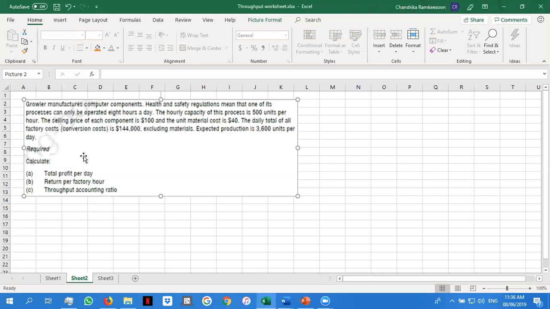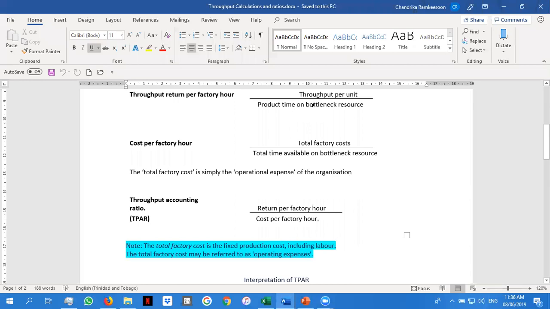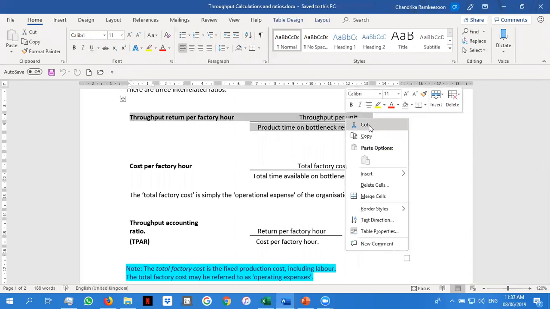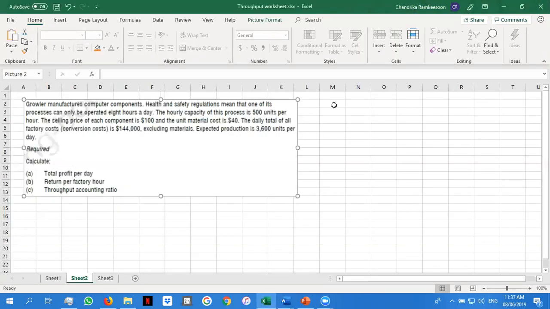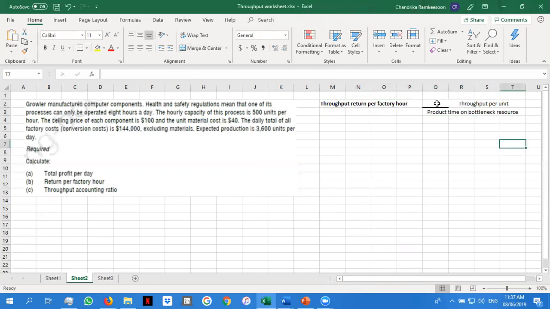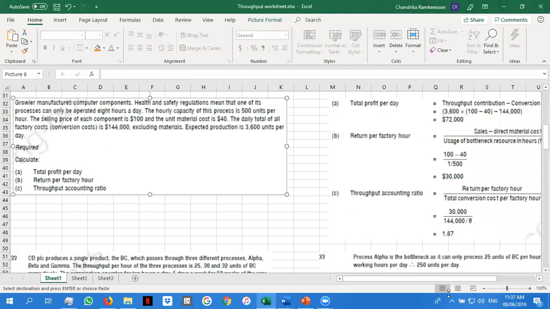Now, we will simply be using the formula that we looked at just now. Cost per factory hour, throughput return per factory hour, throughput accounting ratio. Okay. To make it easy, let me see if I could get us to copy nicely and paste. It didn't come out too nice, but we can fix that. Actually, I shouldn't put them here. I should put them here. Which is where I've got it worked out for you.